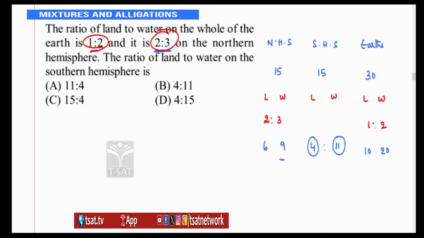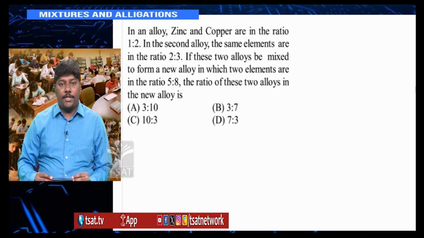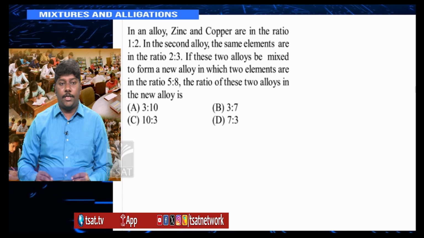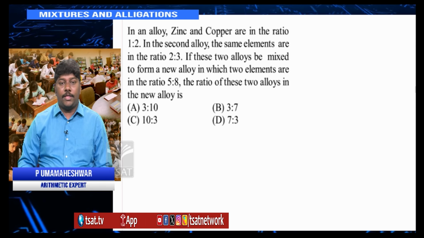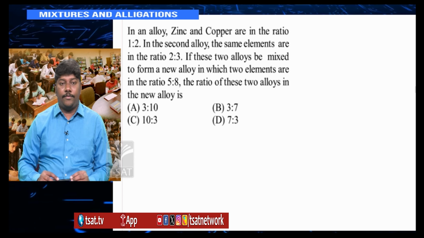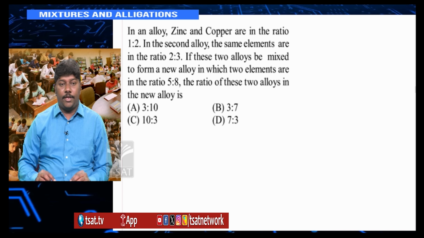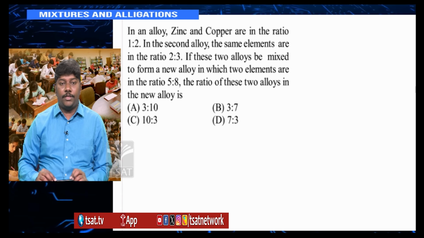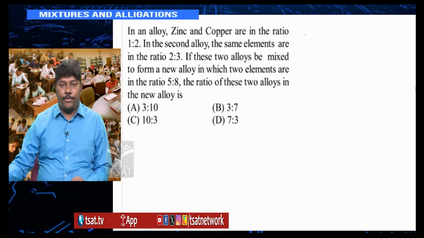Very, very important sum here. In an alloy, zinc and copper are in the ratio 1:2. In the second alloy, the same elements are in the ratio 2:3. If these two alloys are mixed to form a new alloy in which the two elements are in the ratio 5:8, the ratio of these two alloys in the new alloy is. So he says if these two alloys are mixed to form a new alloy in which the two elements are in the ratio 5:8. Okay. So he is asking you the ratio of these two alloys in the new alloy. So you need to find out what is N1:N2.